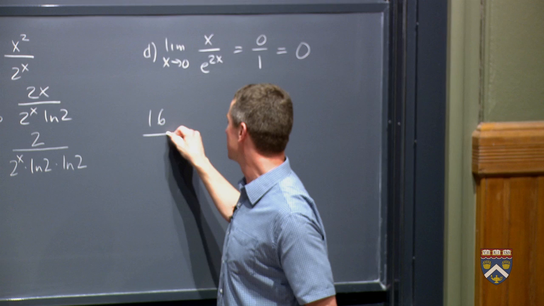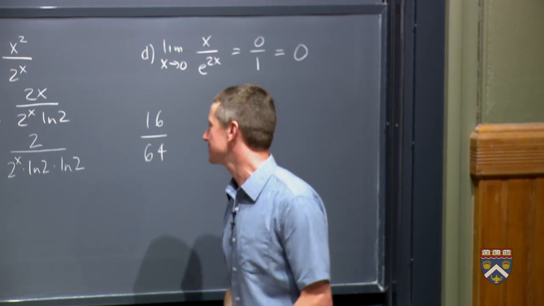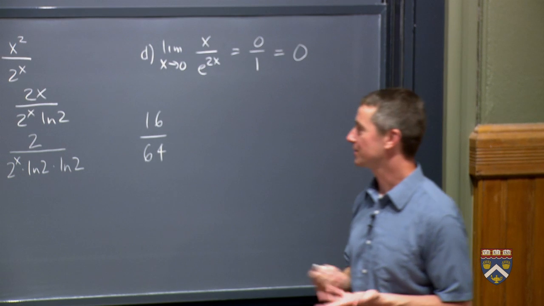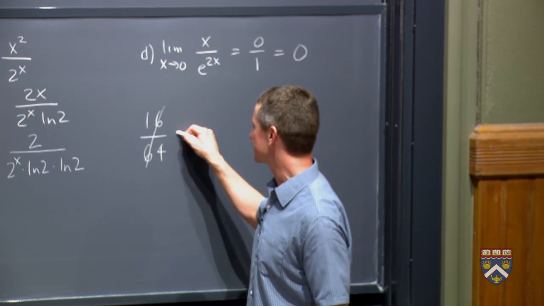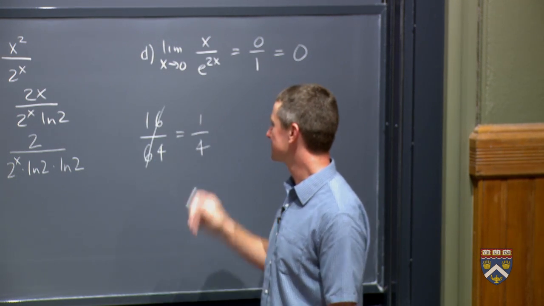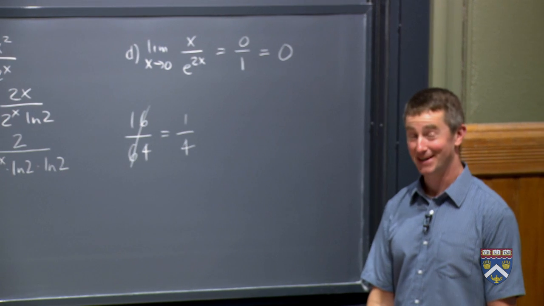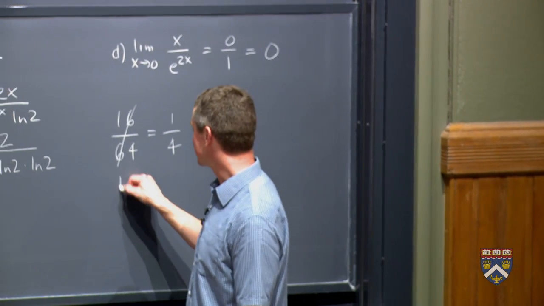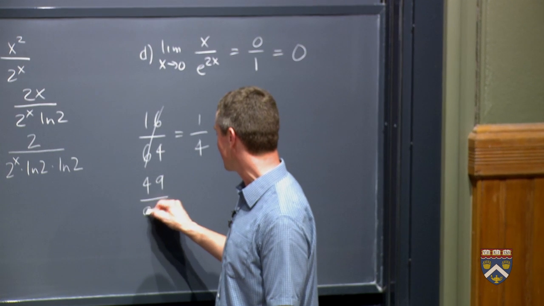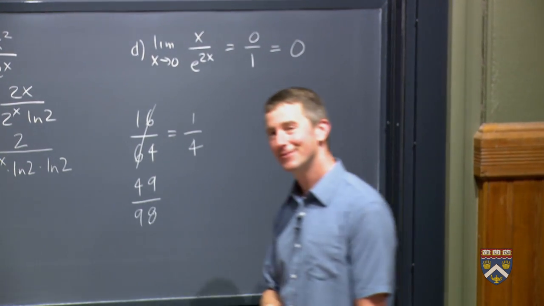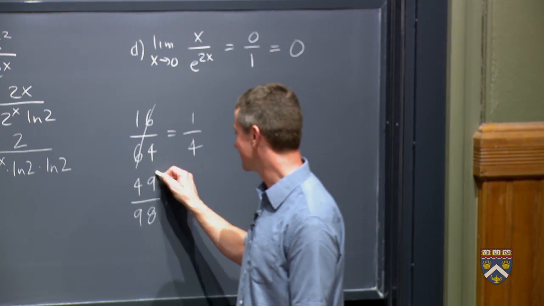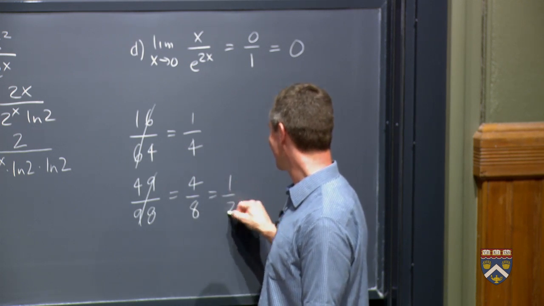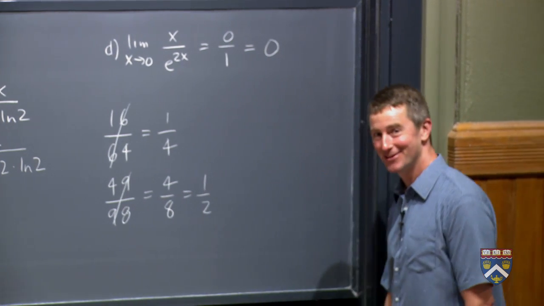For example, when I was a boy, I used to like to do this with fractions. I would see a fraction like 16 over 64. You know what I would do? I would cancel the 6's. Did I get the right answer? I sure did. Maybe I would see some fraction like this, 49 over 98. I would cancel the 9s. I would get 4 over 8, which is 1/2. Did I get the right answer?